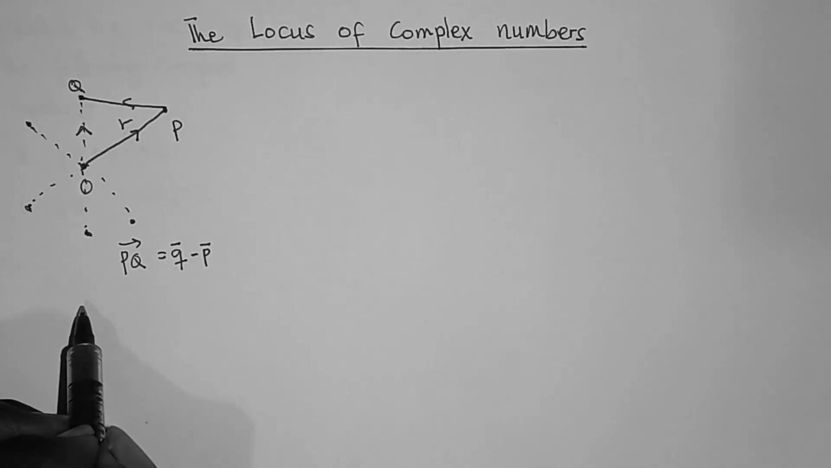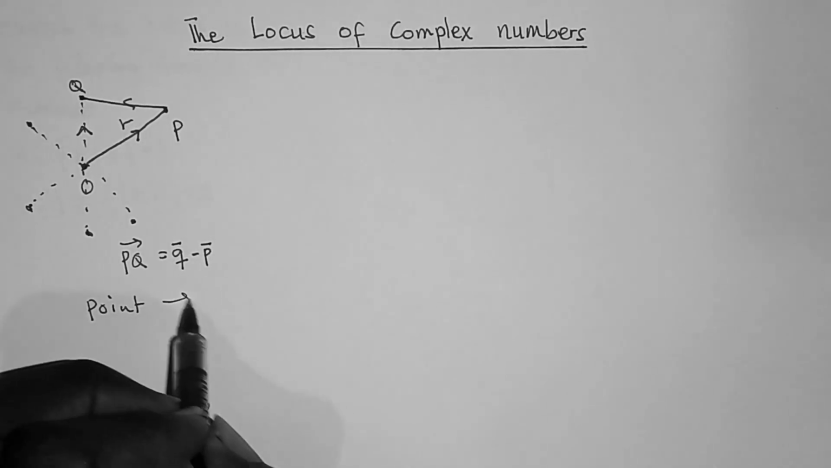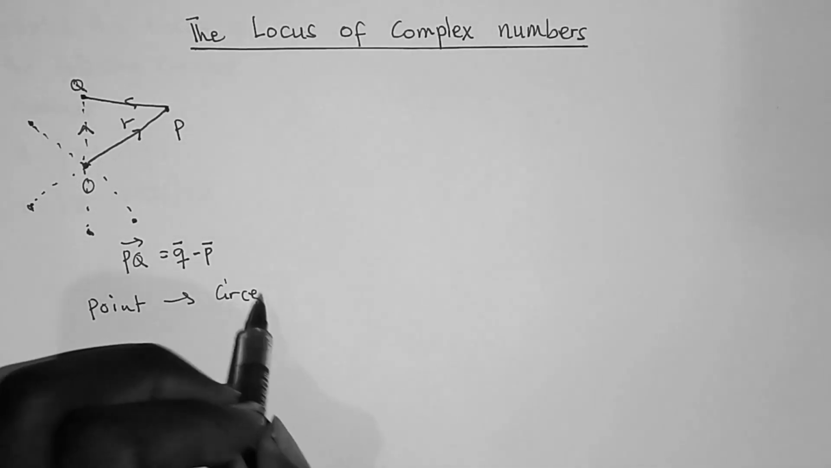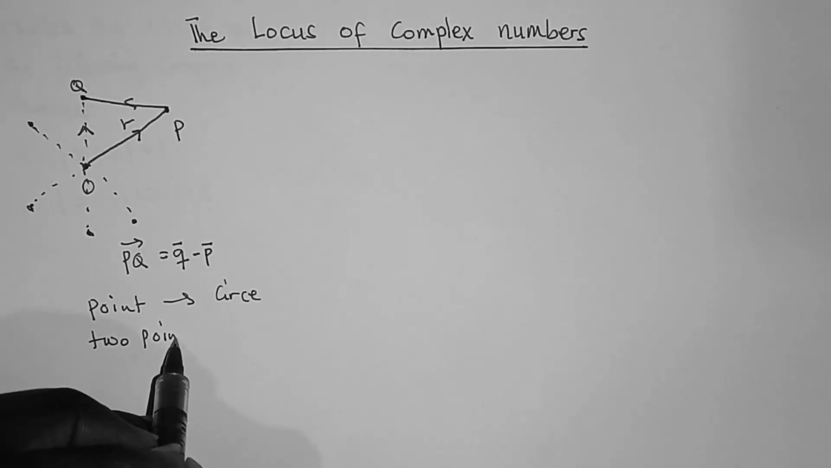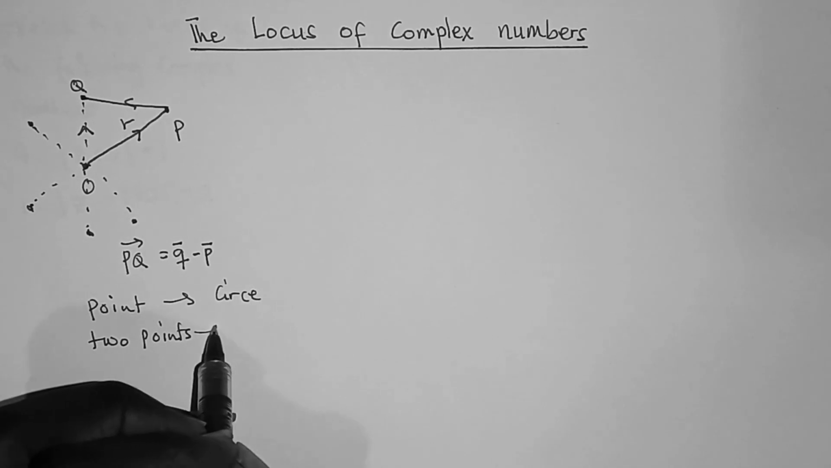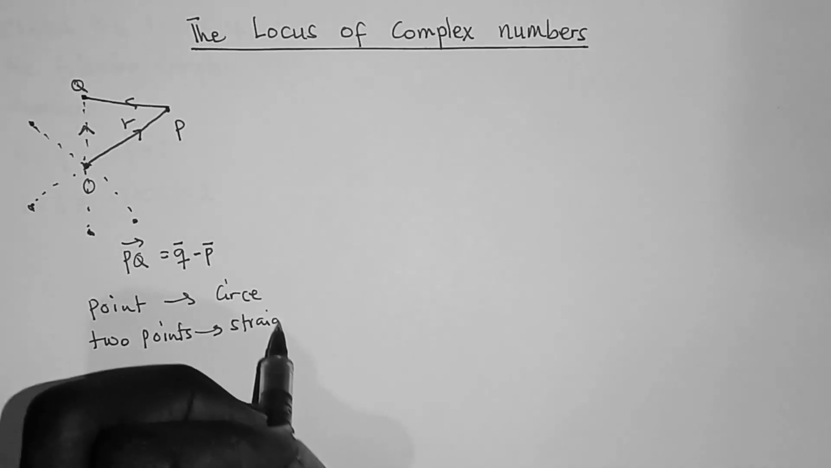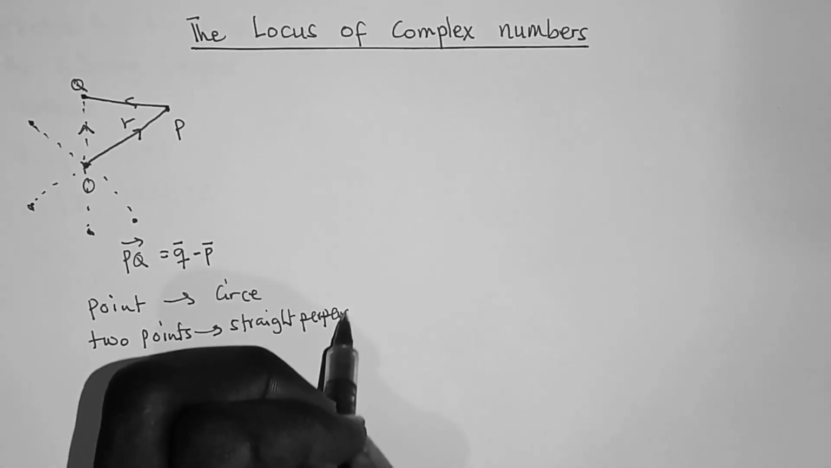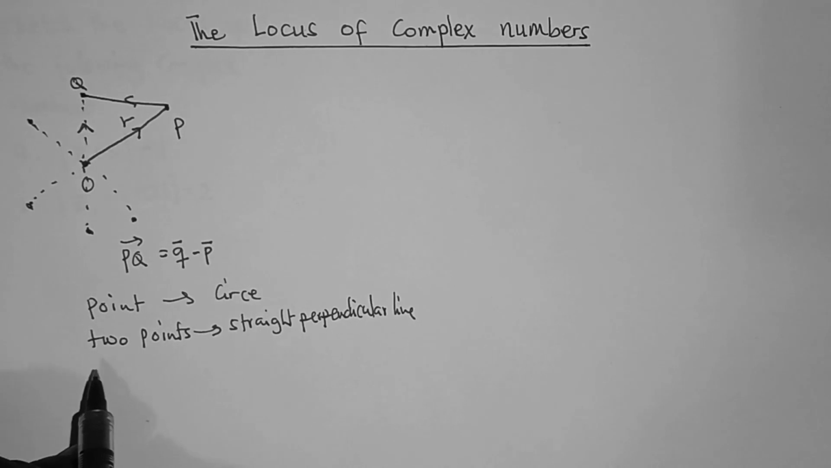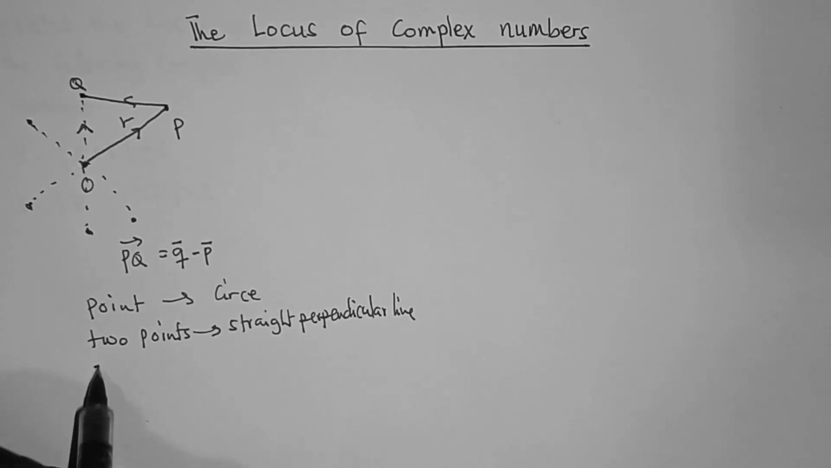Now, the locus of a single point is a circle, and then the locus of 2 points is a straight perpendicular line. So it is a straight perpendicular line to the 2 points. And the last is the locus of 3 points, which is another point.